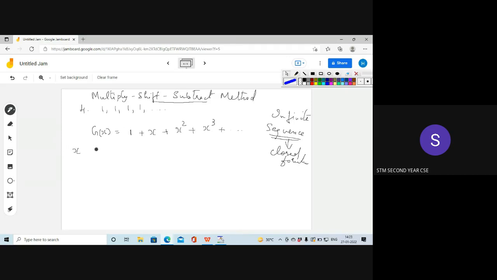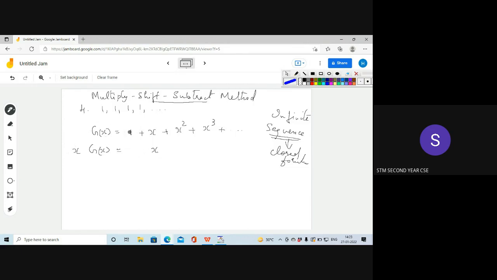Second step, you multiply this function g of x by x, x into g of x. What will you get when you multiply g of x by x? The first term, x into 1, gives x. Instead of writing it in place, I'm shifting it and writing it below x so that it's easy for me to do the operation. I'm leaving this space blank because I want to do some arithmetic operation, so I'm writing it shifted one position to the right.